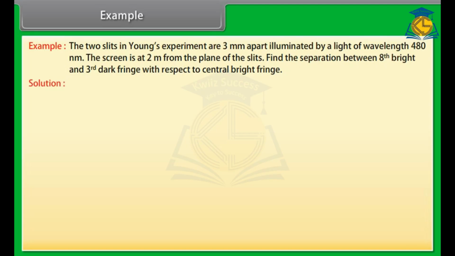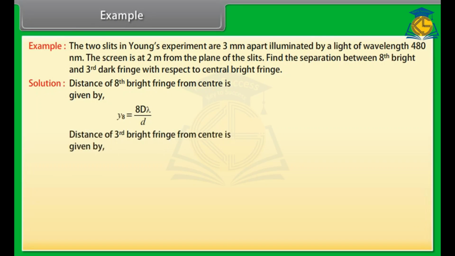Let's see the solution. Distance of 8th bright fringe from center is given by 8Dλ/d. Distance of 3rd dark fringe from center is given by 5Dλ/2d. We have y is equal to y8 minus y3. By putting the values and calculating, we get y is equal to 11Dλ/d.